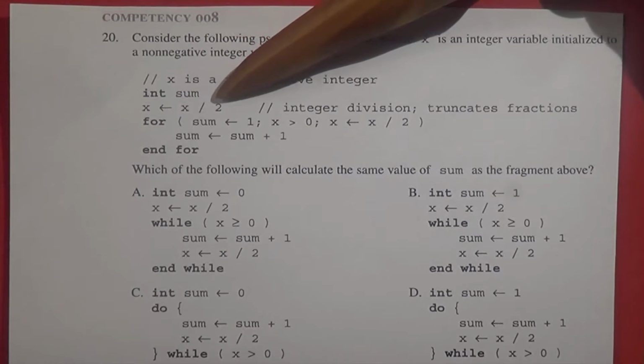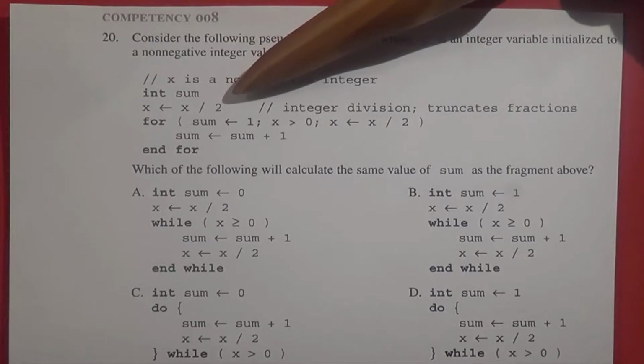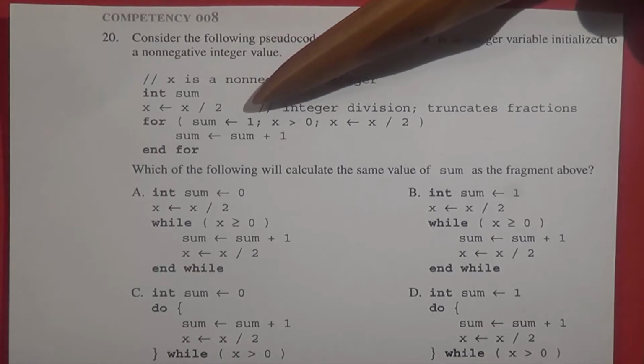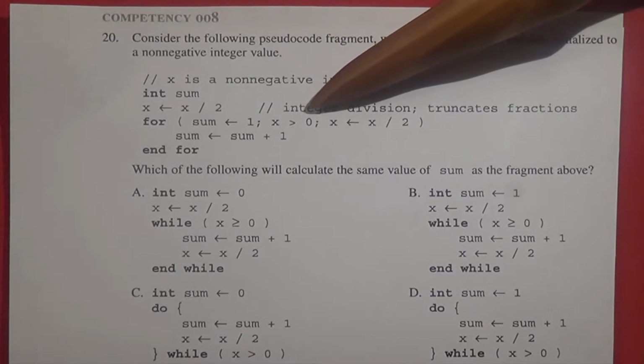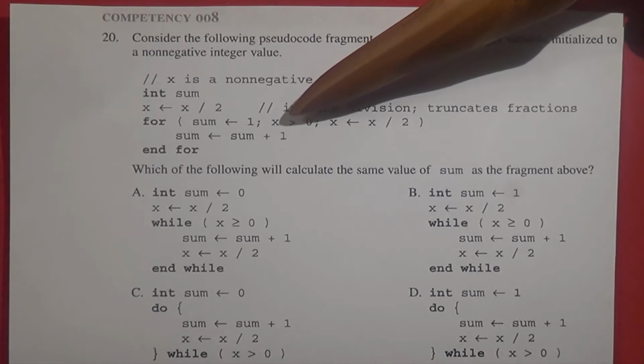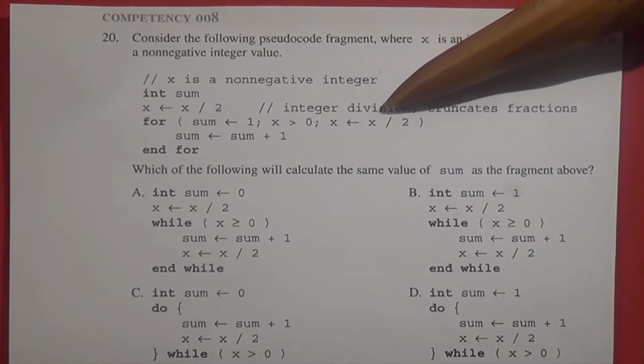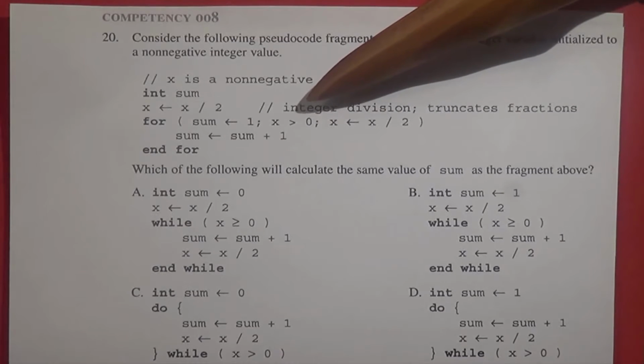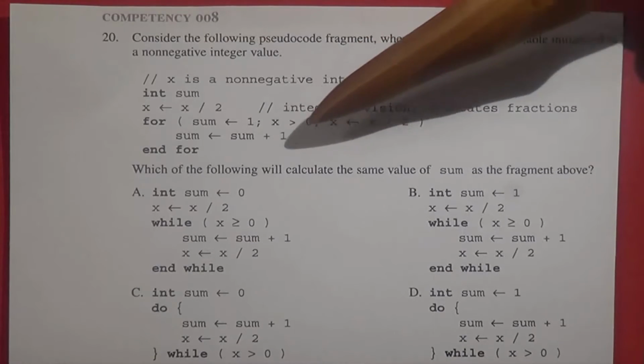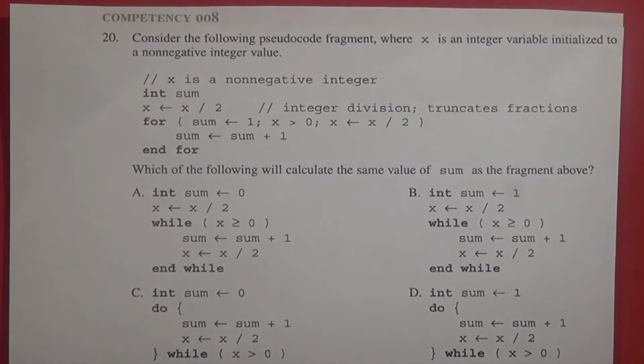What happens is x is divided by 2 first, and then the loop starts. Sum starts at 1. It's checked to see if x is greater than 0. If it is, sum is increased by 1, and then x is divided by 2. Checked again, and if it's still true, it continues in the for loop cycle, as we've talked about. So probably the best way to do this is just to pick a value for x. Let's try the value 10.